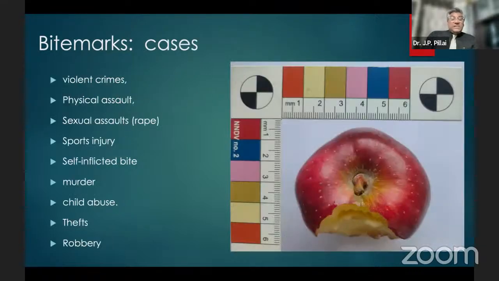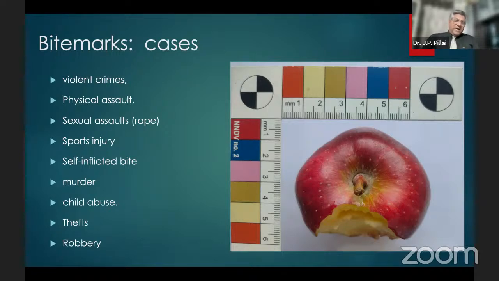Then bite mark cases occur where? In which type of crimes? Mostly the violent crimes, when there is a physical assault or sometimes sexual assault in case of rape. Then also in sports injury. I think you are all aware of the classical example of Mike Tyson and Evander Holyfield, that sports event held at Nevada. So it's common that during sports, the bite mark injury also occurs, especially in contact sports.